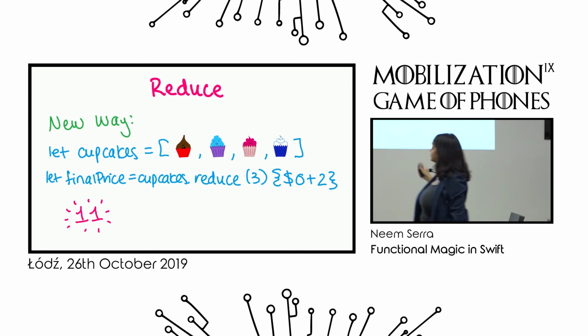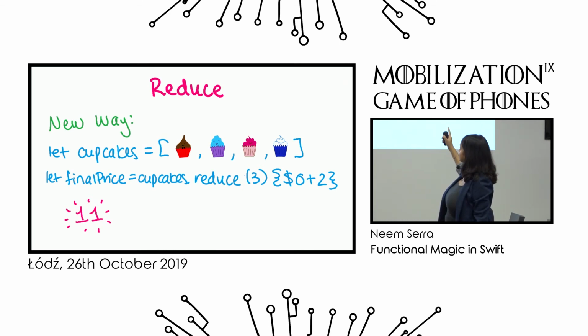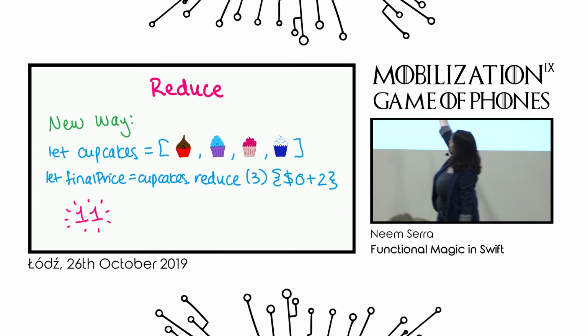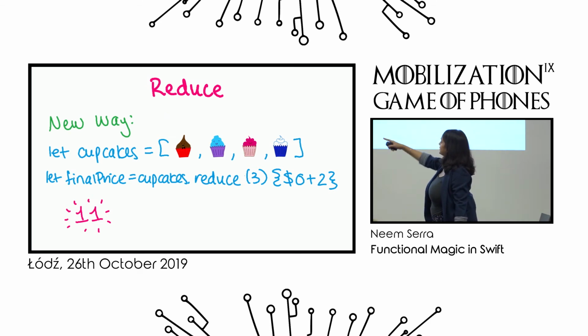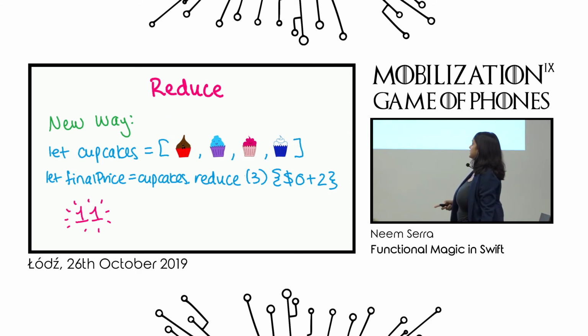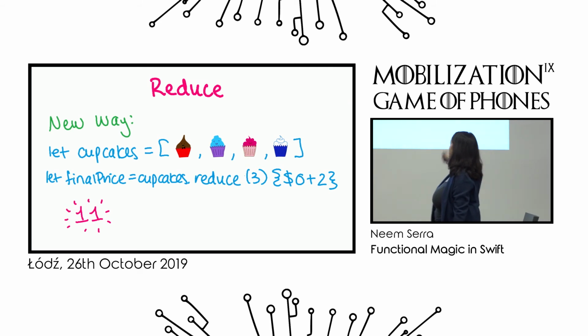If we were to reduce it, we would have our box of cupcakes, and we would say that the initial amount that we want to add to is 3, so that's why the 3 would be in parentheses. And then we would say for every item, add $2. So you would go through and your final price would be 11. It makes it a nice one-liner where you know your starting value is 3 and all you're doing is just adding; for every single one you would add 2.